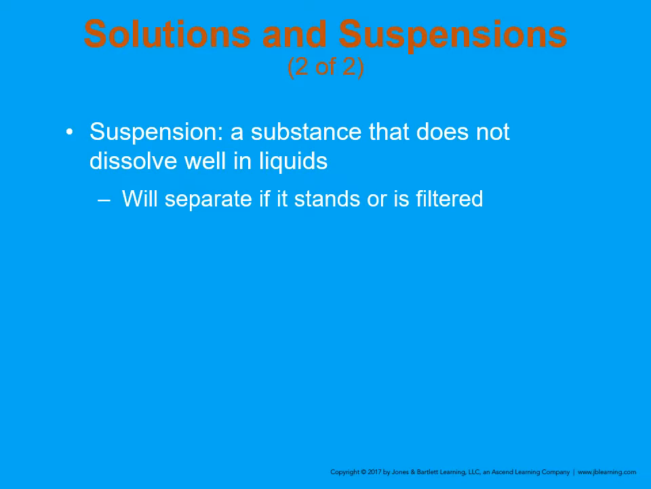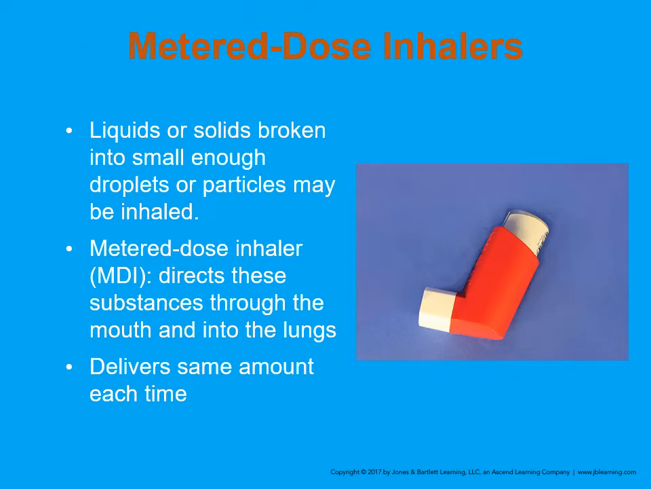Suspensions separate if they stand or are filtered. It is important to shake or swirl a suspension before its administration. Metered dose inhalers. These are liquids or solids that are broken into small enough droplets or particles that they may be inhaled. A spray canister directs such substances through the mouth and into the lungs, delivers the same amount of medication each time it is used, often used for respiratory illnesses such as asthma or emphysema.